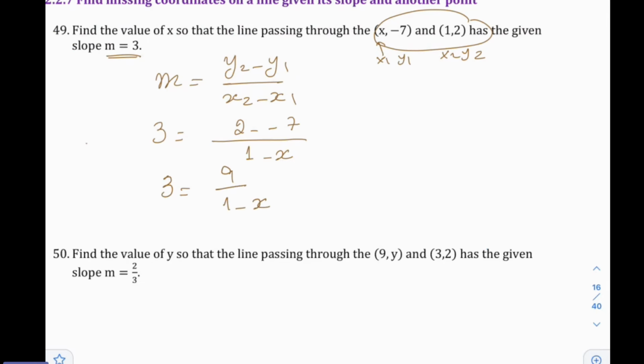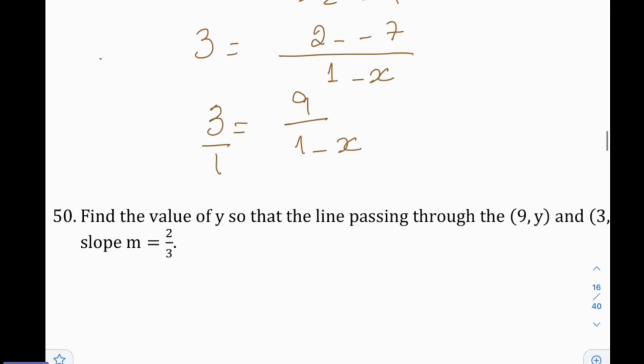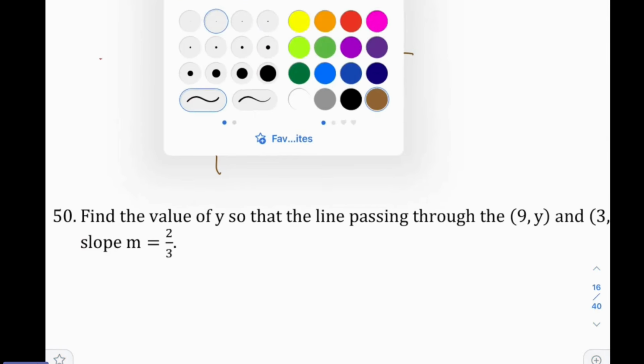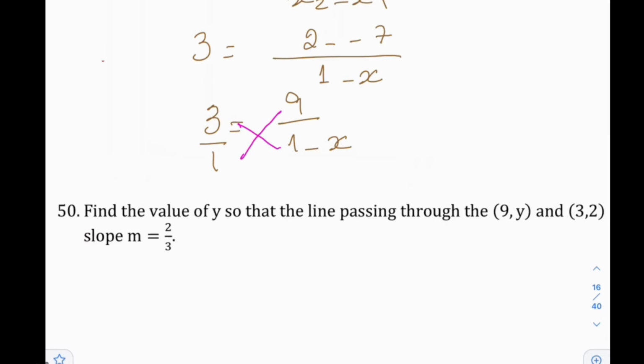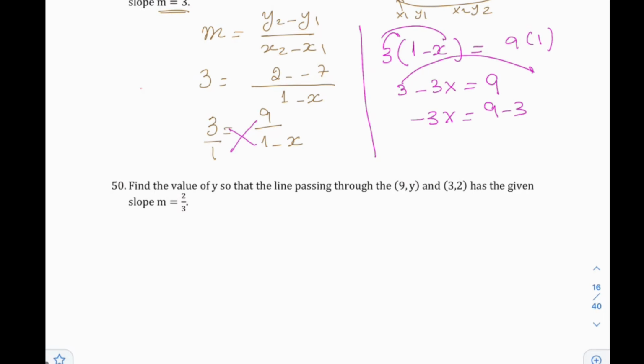So let's put this over 1 because it will not make any difference, and cross multiply. So we will say 3 times the whole expression 1 minus x equals 9 times 1. Distribute. Solve the equation. Divide. And x will be -2.